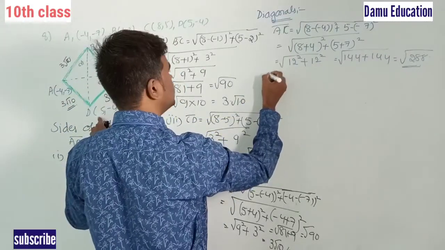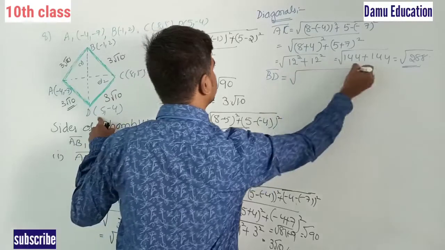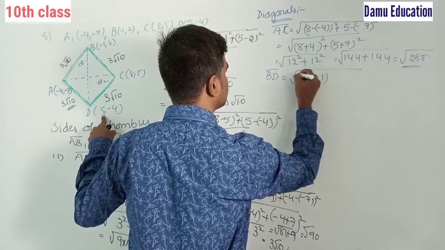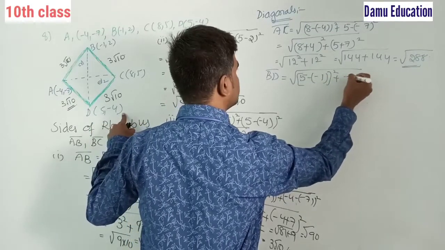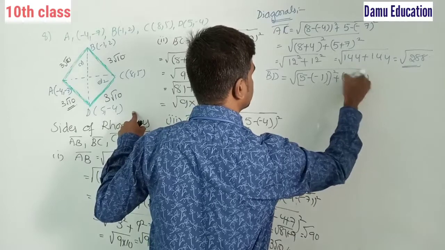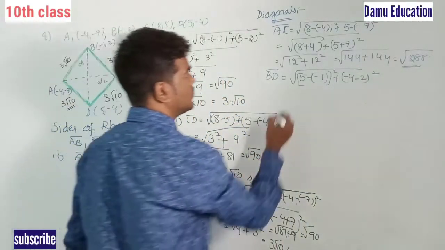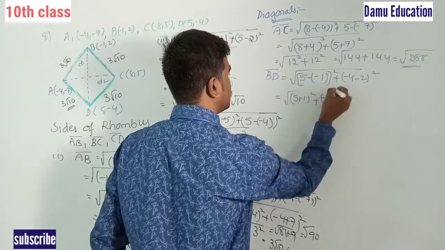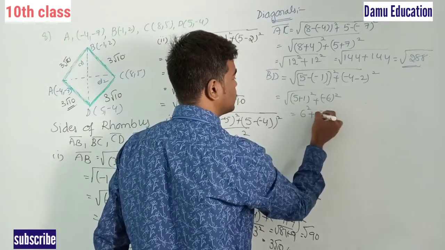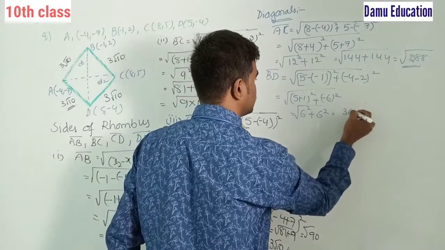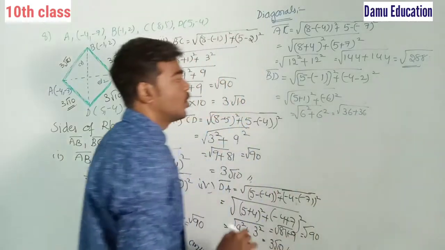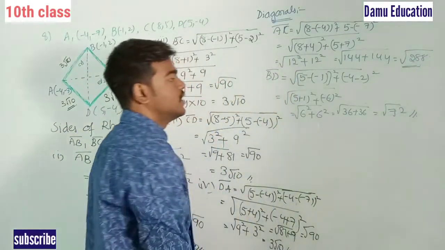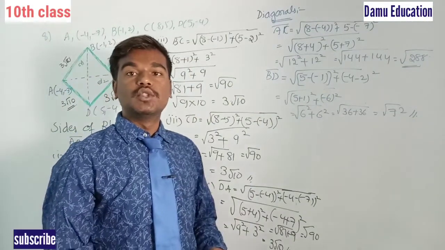Then what is the other diagonal? The diagonal will be BD, that will be square root of 5 minus of minus 1 whole square plus minus 4 minus 2 whole square. Then 5 plus 1 whole square plus minus 6 whole square. 6 square plus 6 square, 36 plus 36, we get 72. So BD is square root of 72.